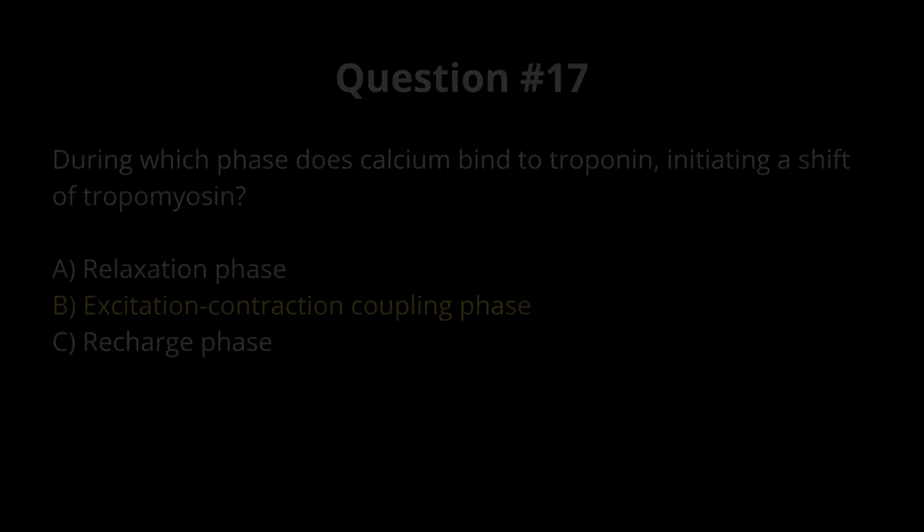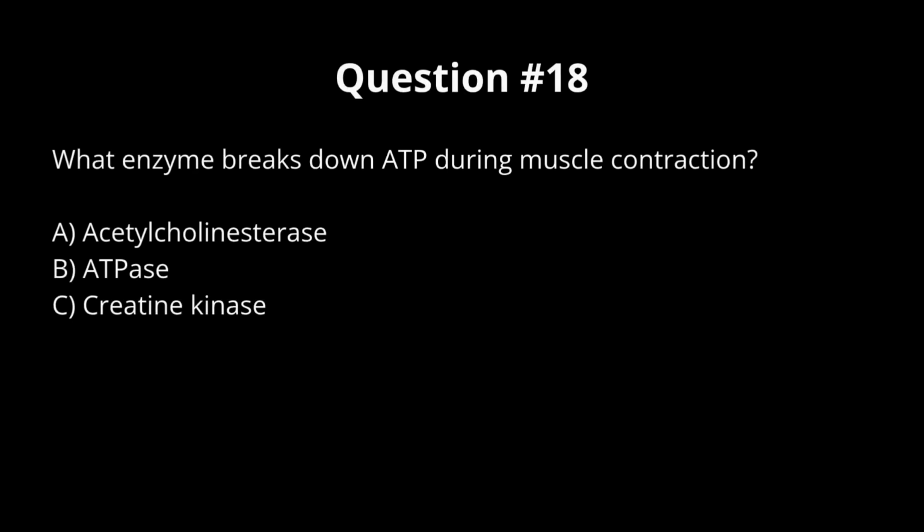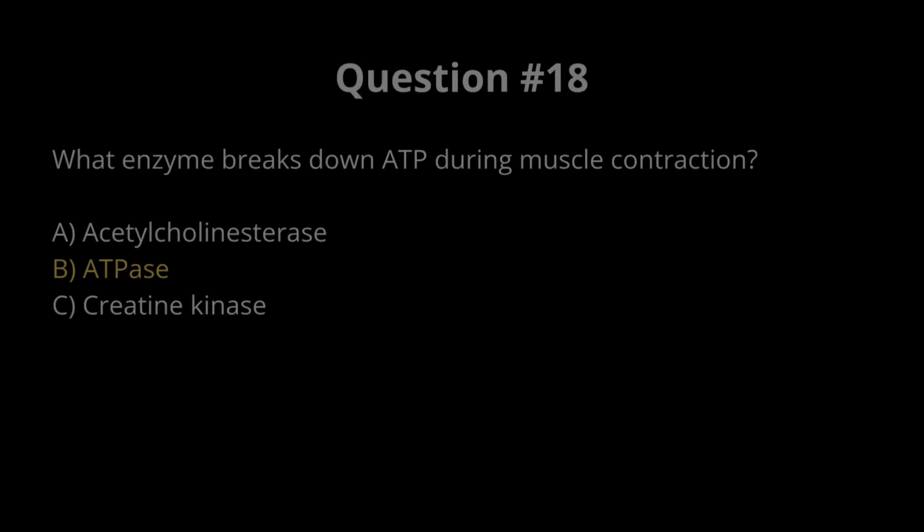phase. Question number 18. What enzyme breaks down ATP during muscle contraction? A. Acetylcholinesterase. B. ATPase. C. Creatine kinase. The correct answer is B. The recharge phase ensures contraction can continue by maintaining ATP availability and calcium presence. This allows repeated cross-bridge activity.